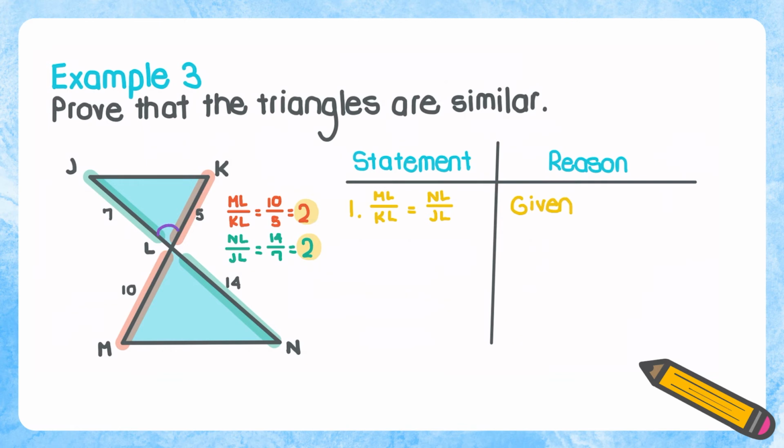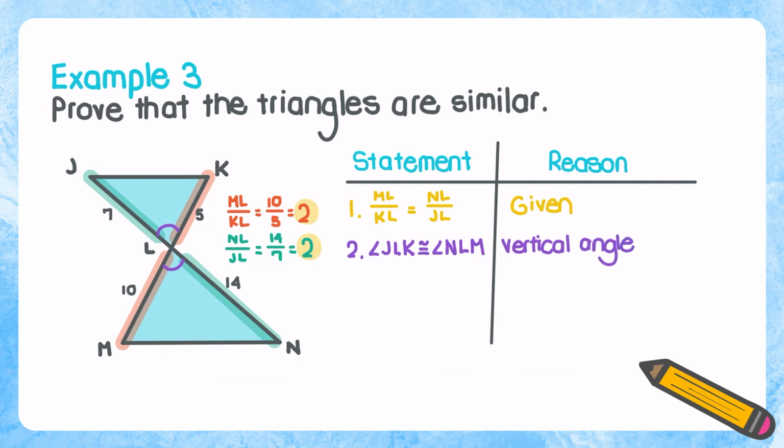We also notice a pair of vertical angles right here. So the included angles are actually vertical angles. And we know that vertical angles are congruent to each other. So angle JLK is congruent to angle NLM. And the reason behind this is because vertical angles are congruent to each other.